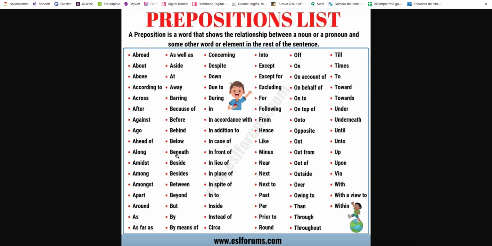It's a synonym of under. Debajo de. Debajo. Yeah, very good. What is the meaning of due to? We use it a lot in English. Due to.